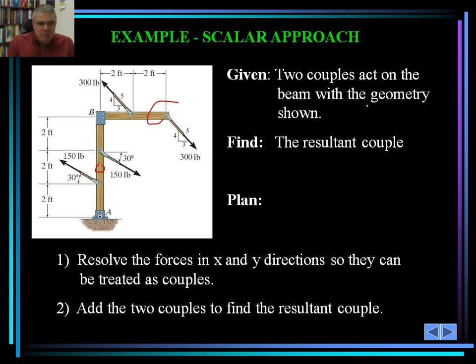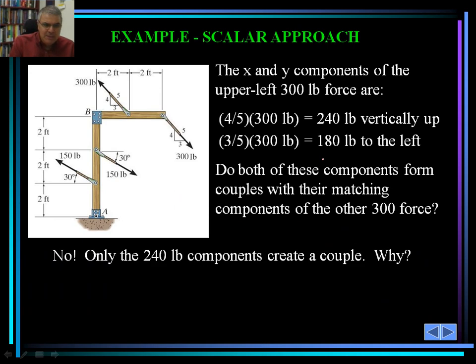The plan should be we're going to resolve the forces in x and y directions so they can be treated as couples. Then we would add two couples to find the resultant couple. So now let's take a look at it. The x and y components of the upper left 300 pounds here are 4/5 of 300 and 3/5. One would be vertically up, and the other one would be horizontal to the left.